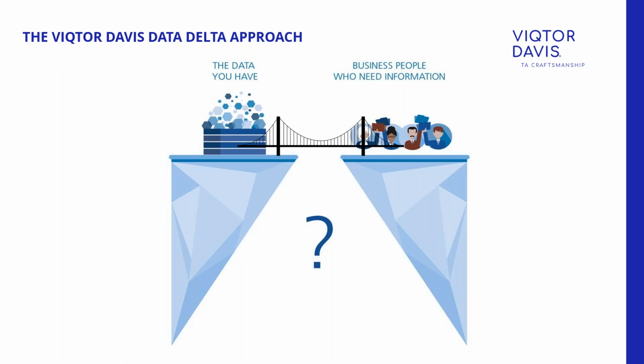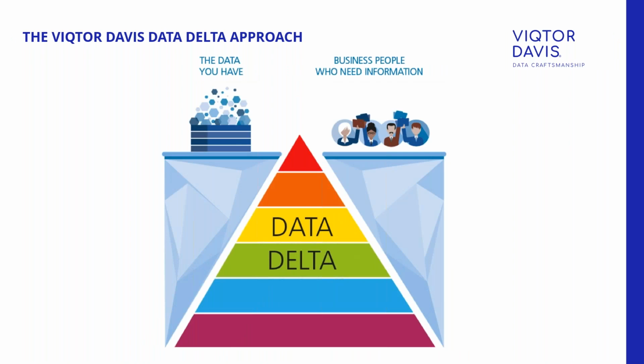People think technology is the answer to the problem. It isn't. It's about following a process from top to bottom across your organization. If you're planning on just putting tools and technology in place to bridge that gap, you're pretty much certain to fail. So the data delta approach provides a lot more structure to bridging that gap between data and the business people.